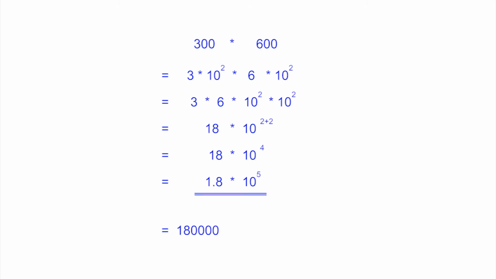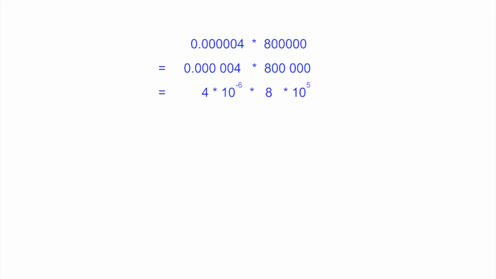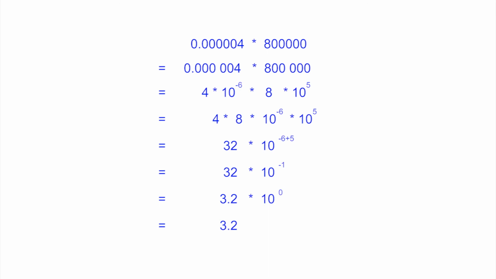Of course, you can always unwrap this to get back to the normal number, but why? This is an acceptable and correct answer. Stop the video and try this. 0.000004 times 800,000. 4 times 10 to the minus 6. 8 times 10 to the 5. Multiply 4 times 8 to give 32. And add 5 minus 6 to give minus 1. So, 32 times 10 to minus 1. Bounce the decimal place back once to the left to get it into standard format.